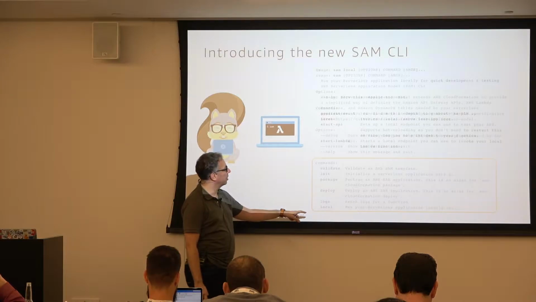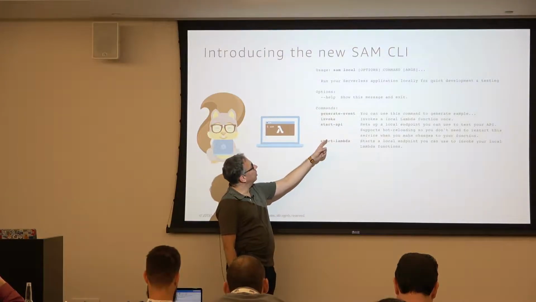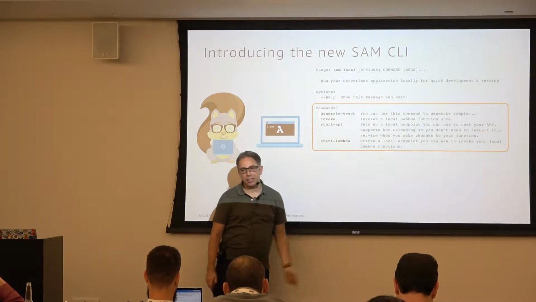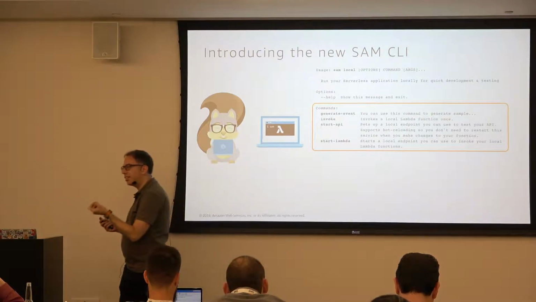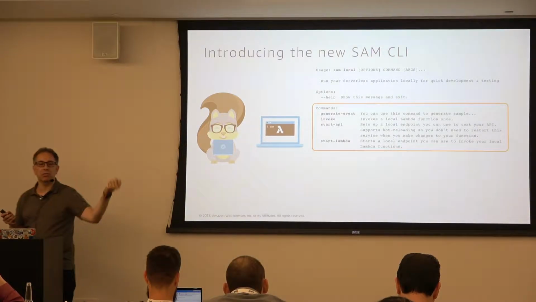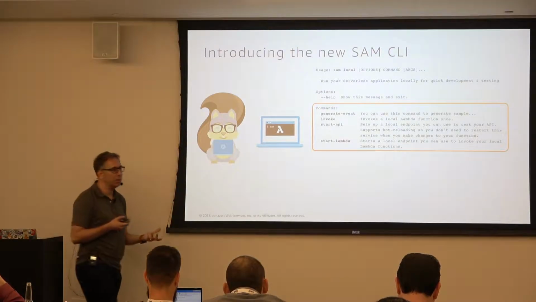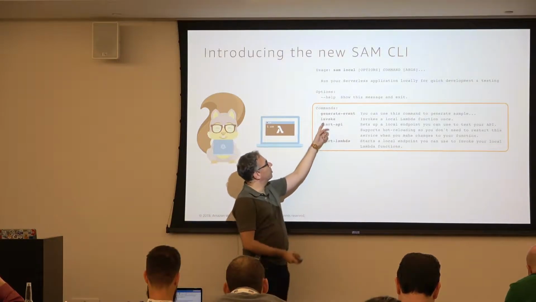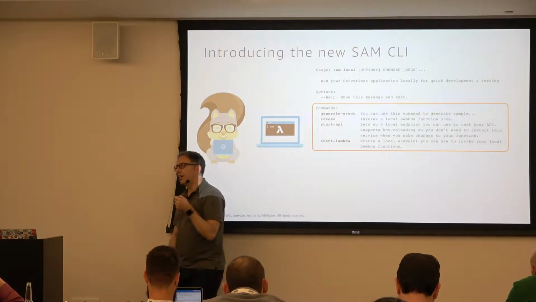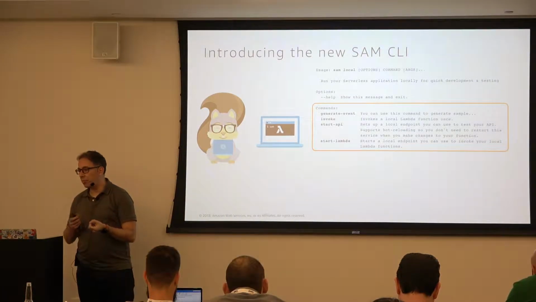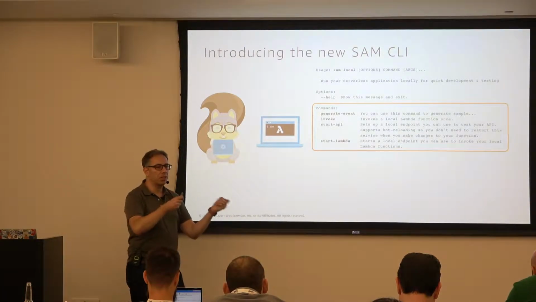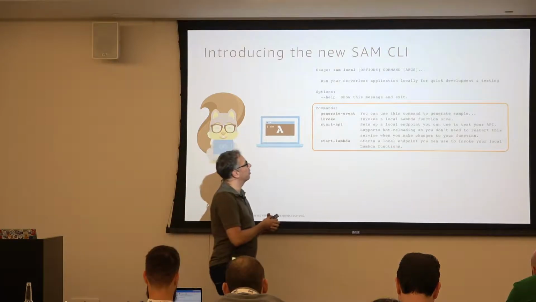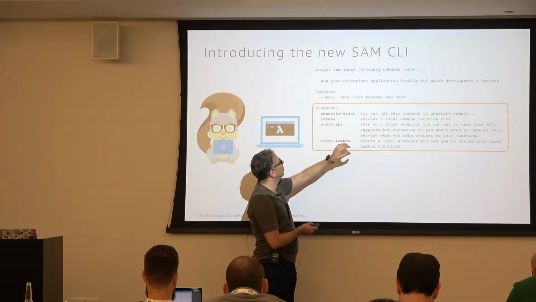And then you can run things locally. So locally, you can generate events. This will create the syntax of an event coming from S3 or from the API gateway, for example, so that you don't need to remember the syntax by heart. This is very useful to create unit tests, for example. You want to test what happens if something arrives to your Lambda function. These are the synthetic events that you can generate.